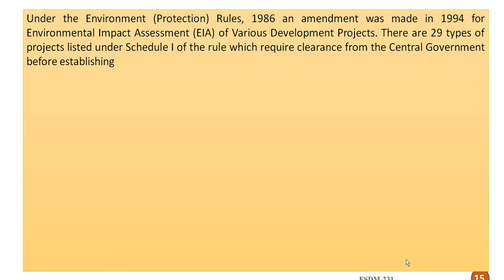Under the Environmental Protection Rules 1986, an amendment was made in 1994 for the Environment Impact Assessment, that is EIA, of various development projects. And there are 29 types of projects listed under Schedule 1 of the rule, which require clearance from the central government before establishing. So this act clearly mentions that 29 types of projects are listed in schedule first of that rule, which require a clearance from the central government before establishing. And this law through the amendment of 1994 has made provision for environmental impact assessment for various development projects.